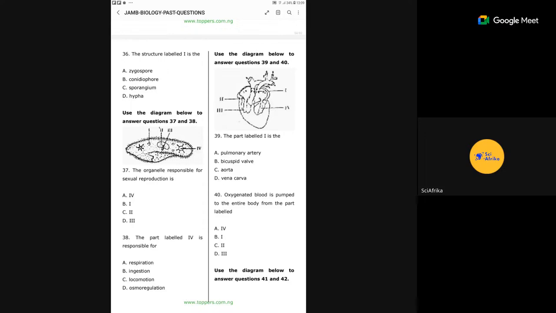But the main thing here is that the contractile vacuole is a very important organ in the body of protists, helping them to remove excess waste and excess water, and that's what we call osmoregulation.